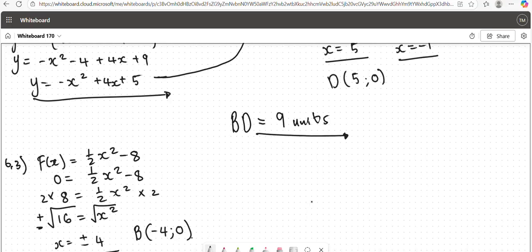You guys do see what I'm doing, right? A quick way of doing it is you always take the furthest one, the one on the right, so x of D minus the x of B, which will be 5 minus -4, and that should also give you 9 units. So that's how to do it. You always take the furthest one and subtract the one on the left from it.